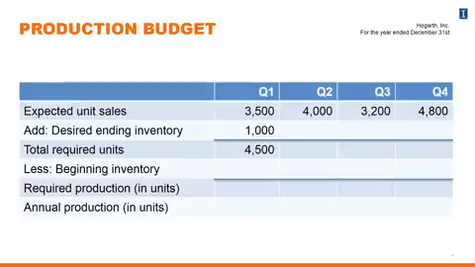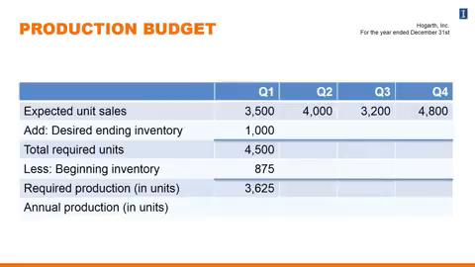Now, Hogarth has a policy that says that 25% of the next quarter's needs need to be in ending inventory in the preceding quarter. Looking at next quarter's production or sales, we need 25% of 4,000 units, or 1,000 units. That is our desired ending inventory at the end of quarter 1. So taking into account what we expect to sell, as well as the number of units that we need to have in ending inventory, 3,500 plus our 1,000 units is equal to 4,500 units. That is the total required units for this quarter.